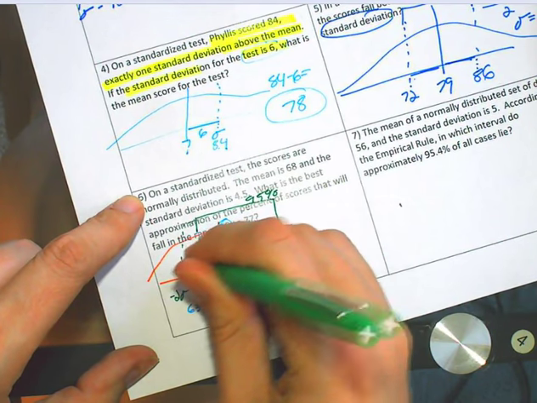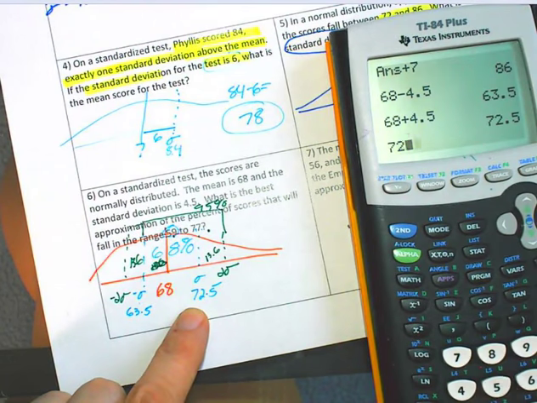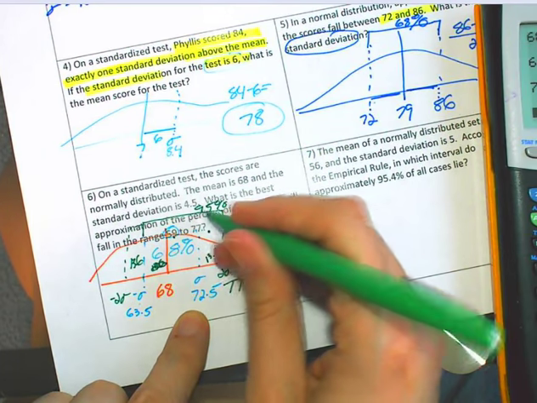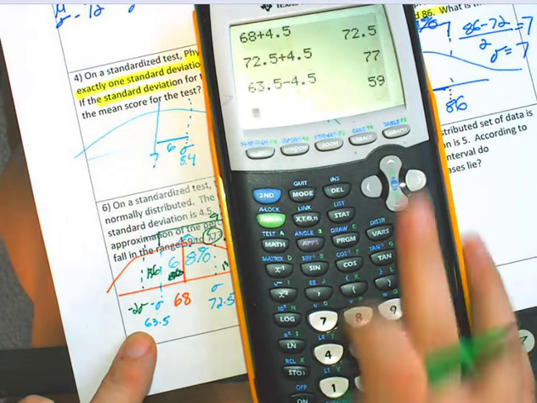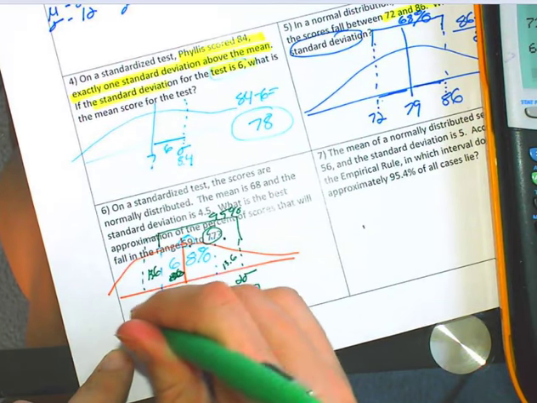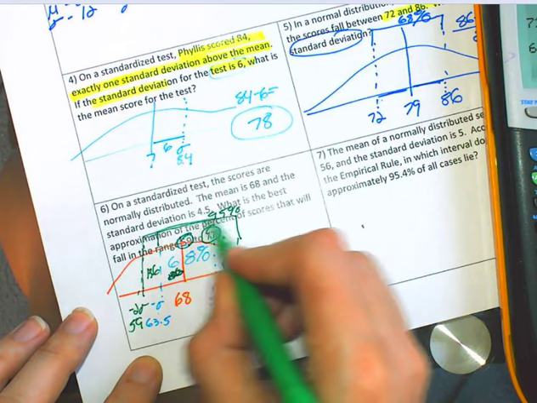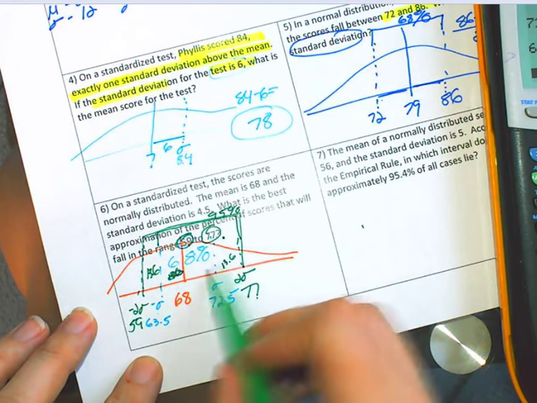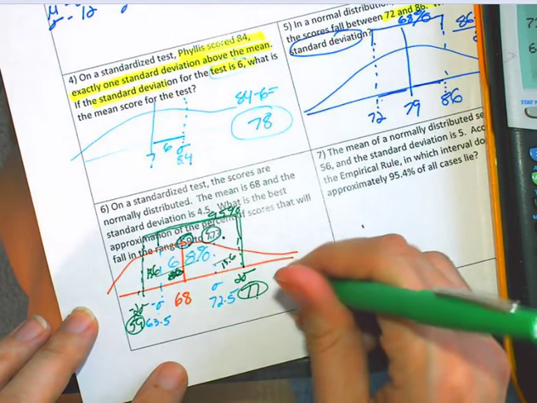This one's 13.6. Okay, so we've got one more standard deviation, 72.5 plus 4.5 gives me 77. Well, there's the top part of my range right there, 77. And then we have 63.5 minus 4.5 gives me 59. And that's the lower part, which means that 95% of my data, the area under the curve, is between 59 and 77.